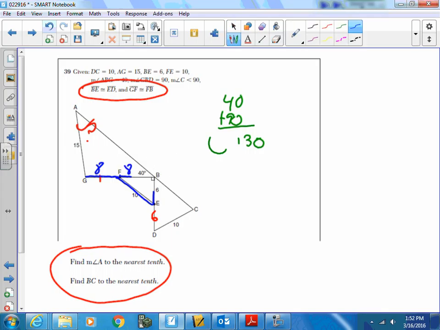All right, so that's 8. And then this is 50 degrees. All right, so we have that being 50 degrees. And now we have to find 2 different angles. So think about what you could do, and we'll go over it in just a second.